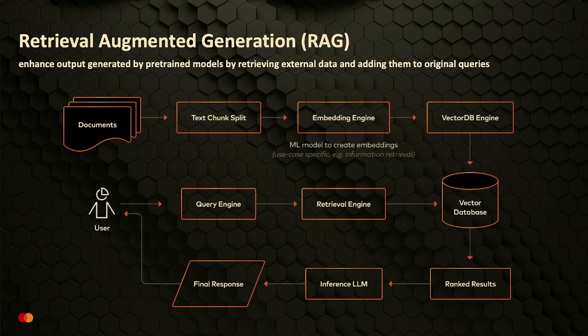Because we are going to use the OpenAI API later. And does anybody know what embedding is? Okay, don't know. Okay, let's go back to this architecture diagram later.